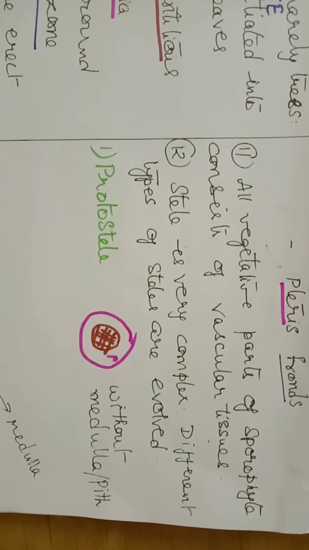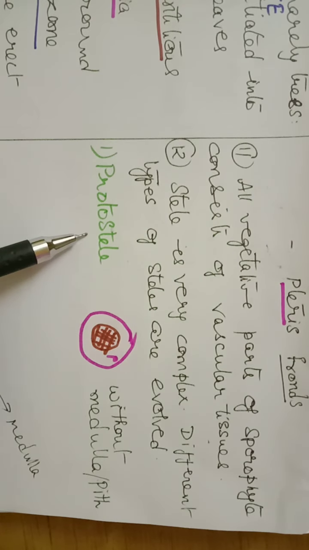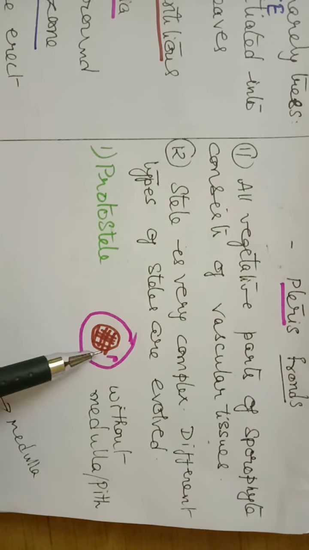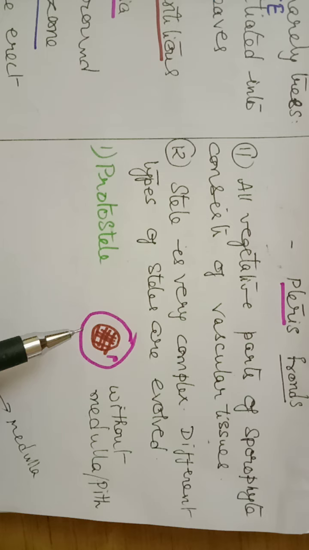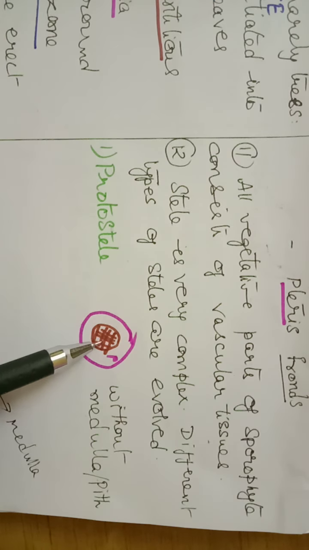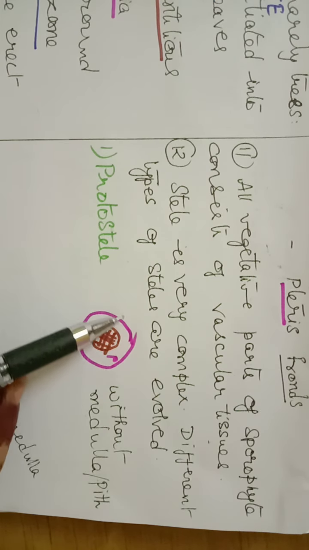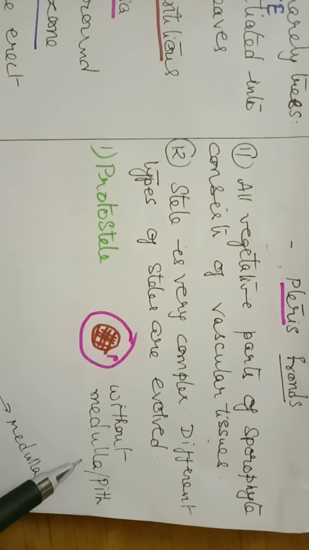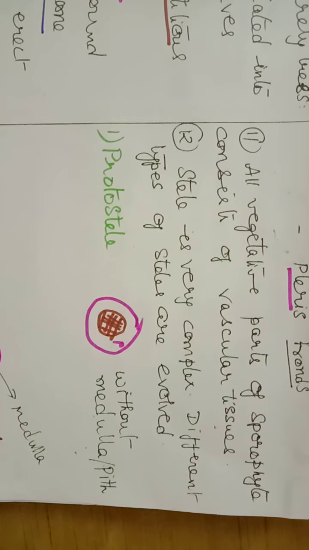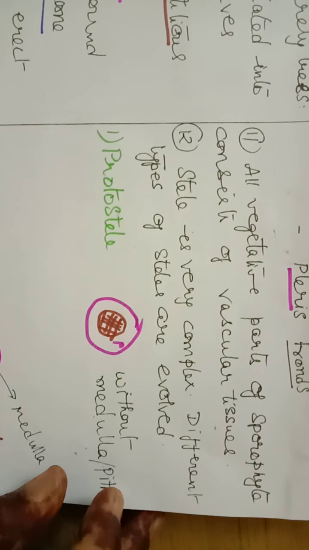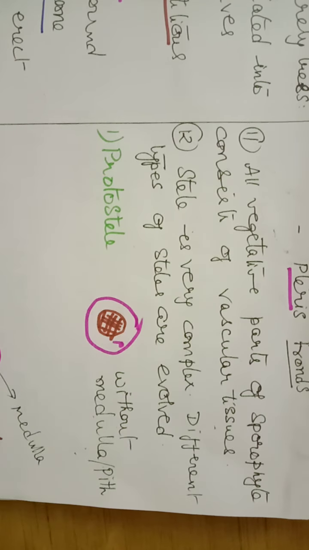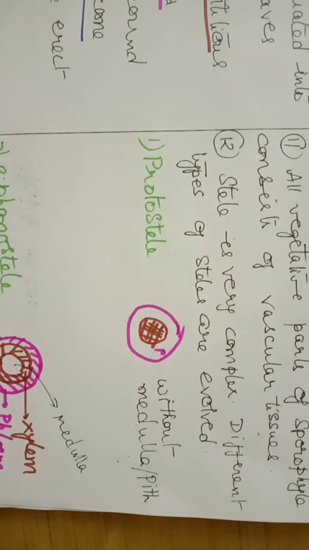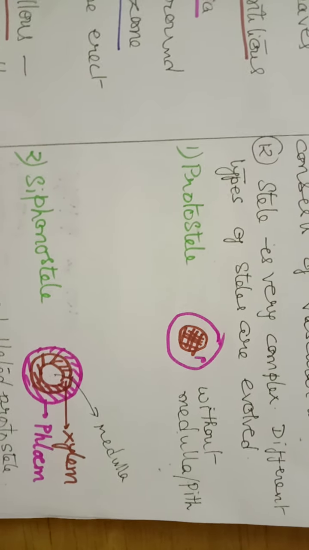We start with the first one, that is protostele. Protostele is a very primitive stele, the first formed stele. The meaning of pro is primitive or first formed. The center consists of xylem surrounded by phloem. It is without any medulla or pith. Medulla or pith is the central parenchymatous part which is found normally in the stems or even in the root also. So here medulla or pith is absent. So it is called a non-medullated stele, which is called a protostele.